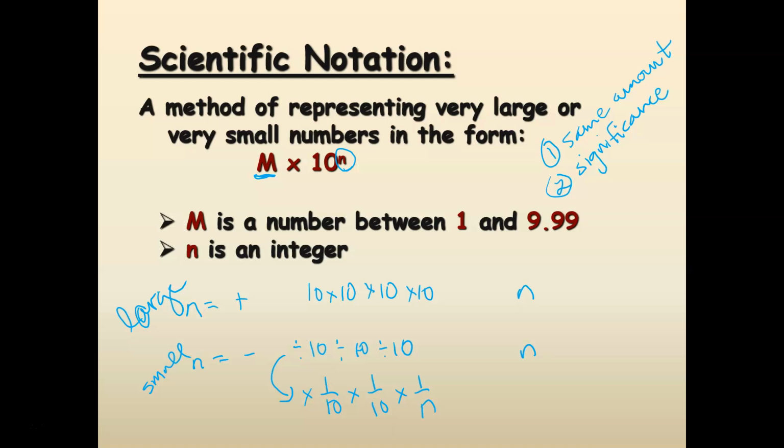So that's the n portion, and that's what it literally is meaning. The m portion has to be a number between 1 and 9.99. That means you can't have more than one digit to the left of the decimal point. You can't have less than one digit to the left of the decimal point either. So you have to have one digit to the left of the decimal point. That's the requirement.